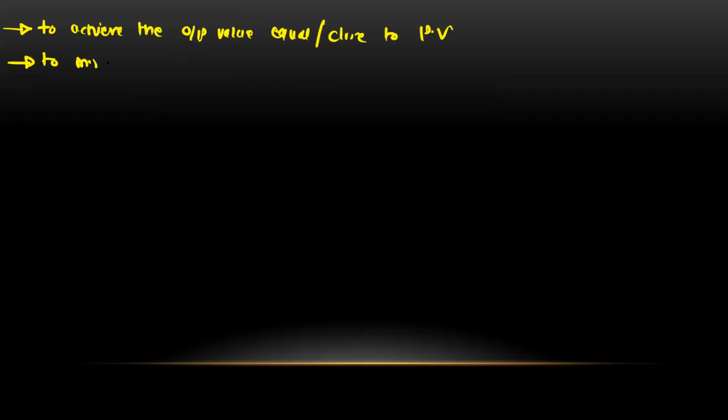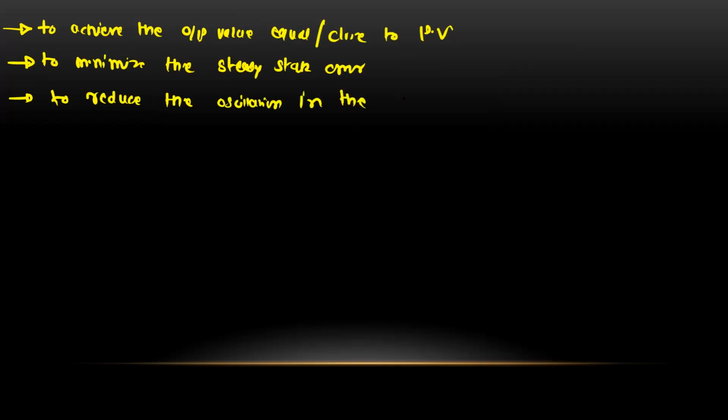So the main objective of the PID controller is to achieve the output value equal or close to the process value, then to minimize the steady state error, to reduce the oscillations in the process value, that is nothing but output, and also to achieve the rapid response or the fast response.